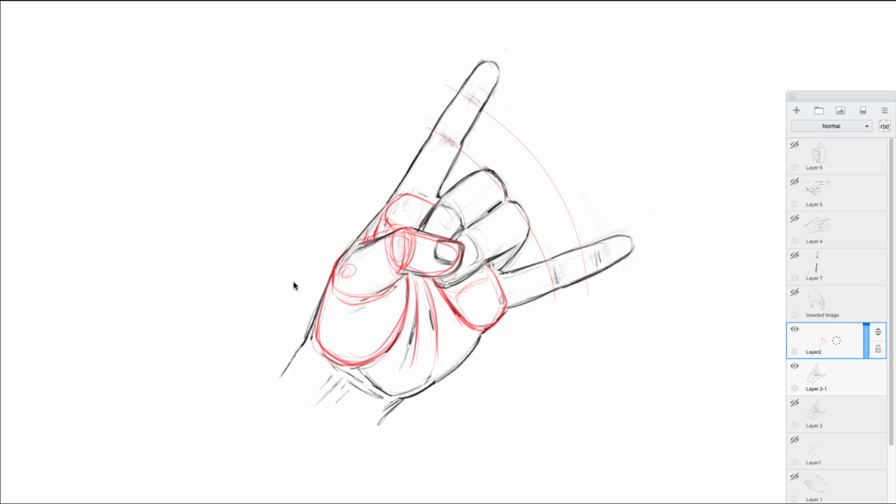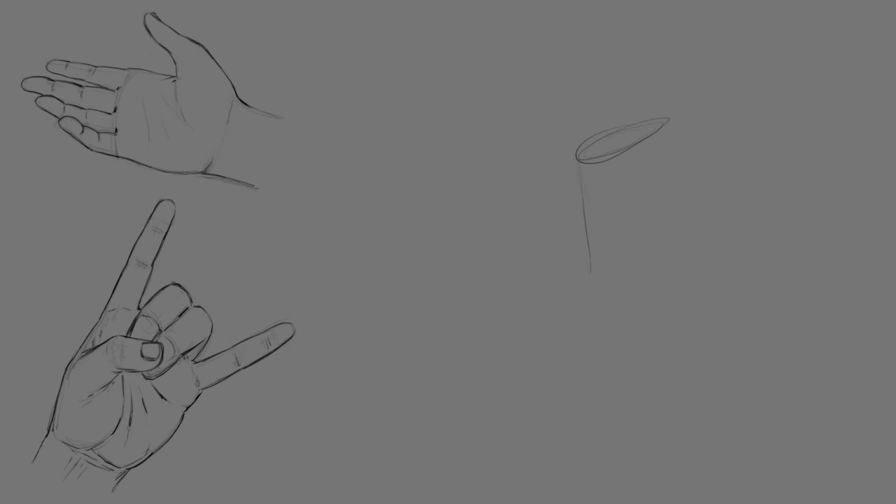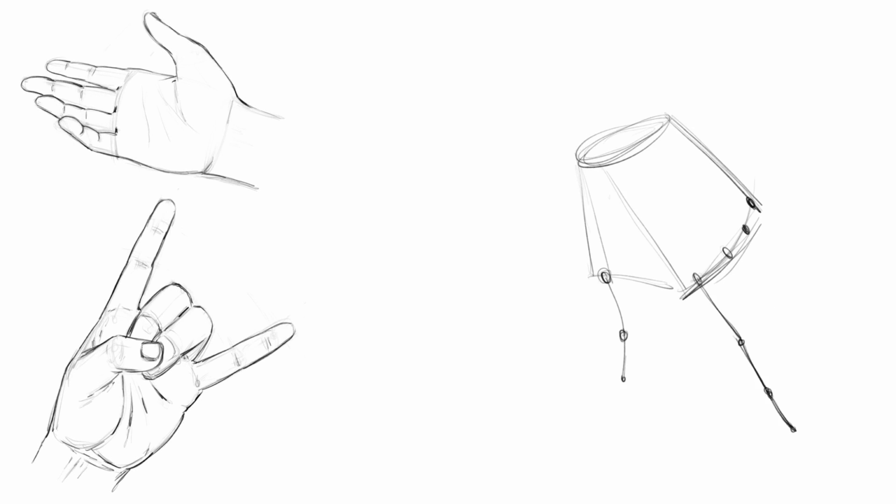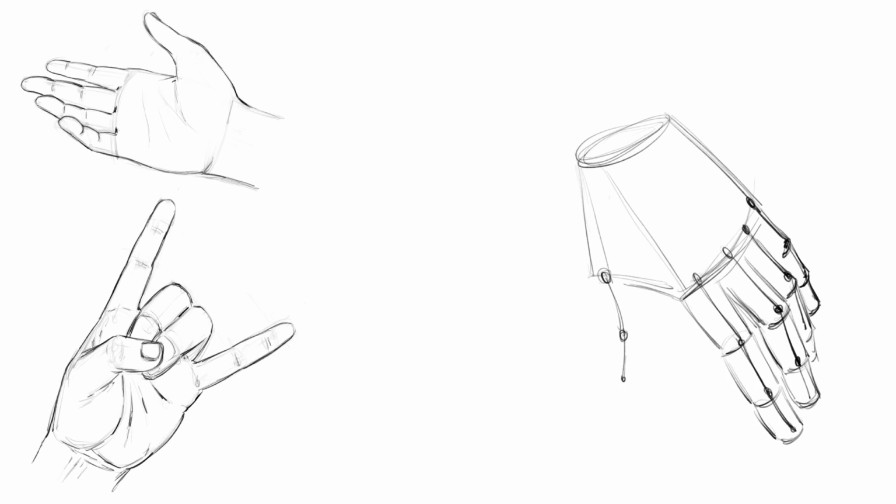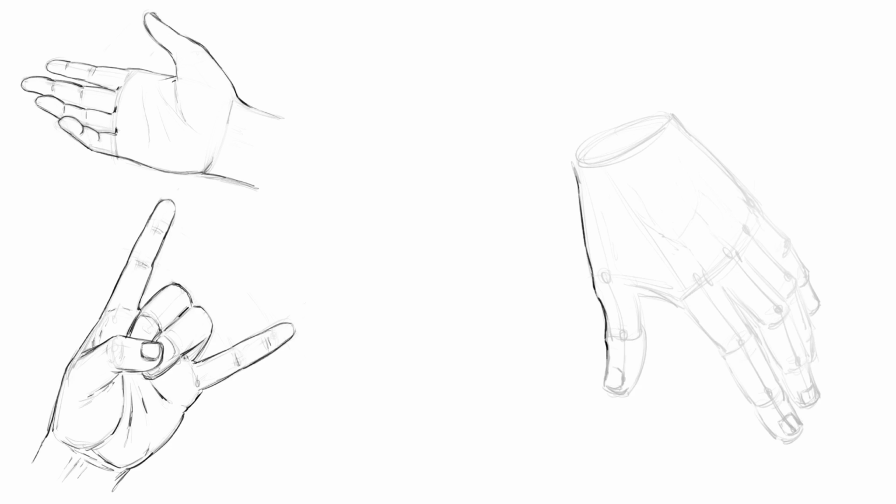All right, so let's go ahead and move on to that next pose. Okay, so now for this hand pose, we'll get a little bit more of the back of the hand, and it'll look like it's pretty much directing downward towards something. And so this allows us to pay more attention to the knuckles and the structure of the back of the hand.